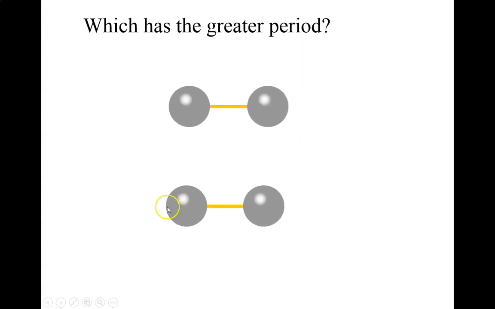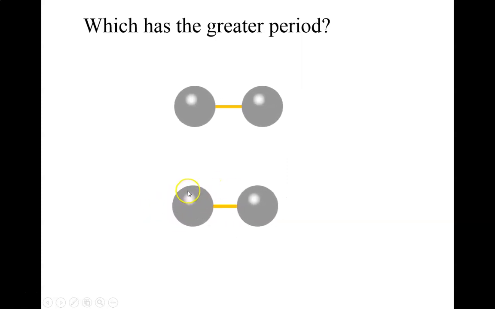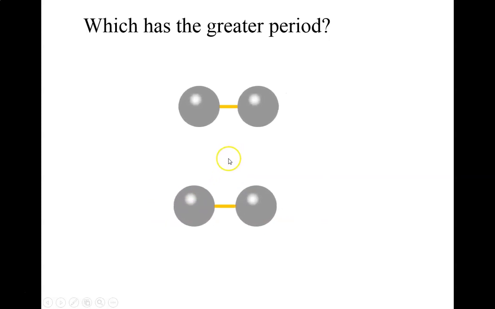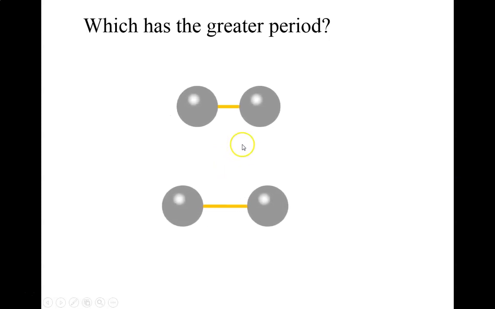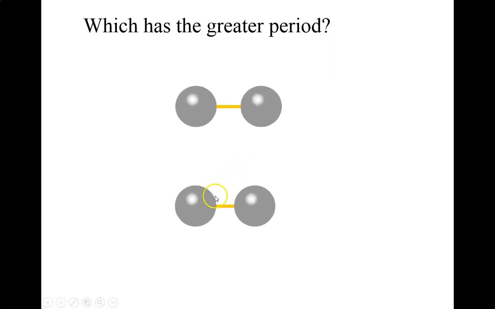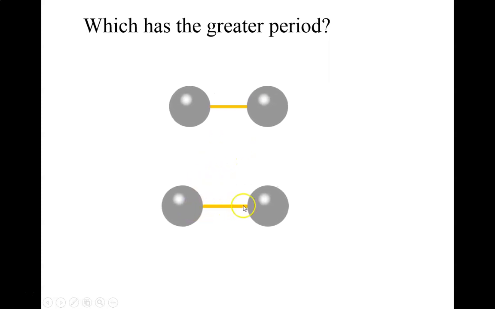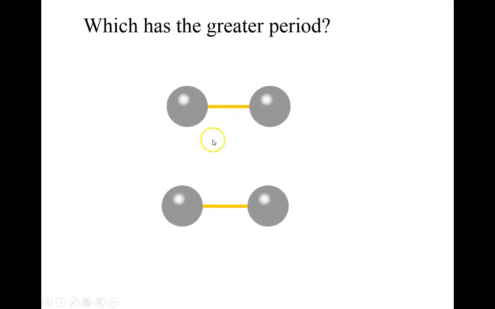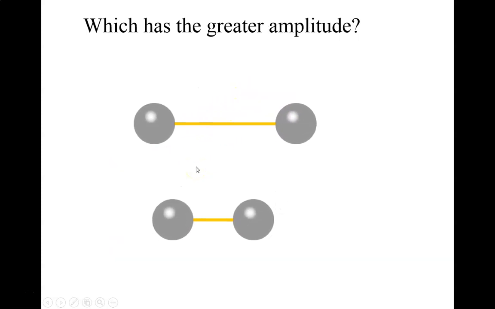Now let's make sure we're keeping our vocabulary straight. Which of these oscillations has the greater period? The period is the time it takes for an oscillation to occur. This one has a much greater time for one oscillation, so this one has the greater period, but this one has the greater frequency. They're inverses of one another.